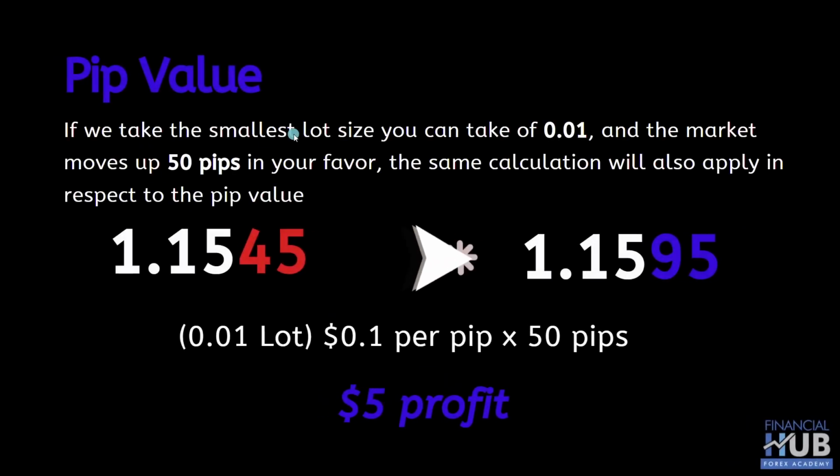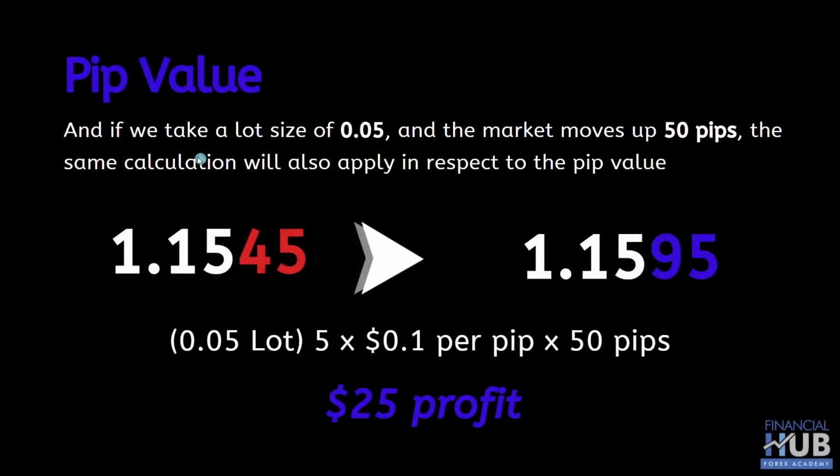If we take the smallest lot size, so now we've gone a step lower, of 0.01, which is the smallest lot size you can ever take in the Forex market, and the market moves up 50 pips in your favor, the same calculation will also apply in respect to your pip value. So from 45 to 95, which is 50 pips higher. So we take that 0.01. Note that this value per pip has changed because of the different lot size. It's gone a step lower. So 0.1 times 50 pips, you make $5. So make sure you note that.